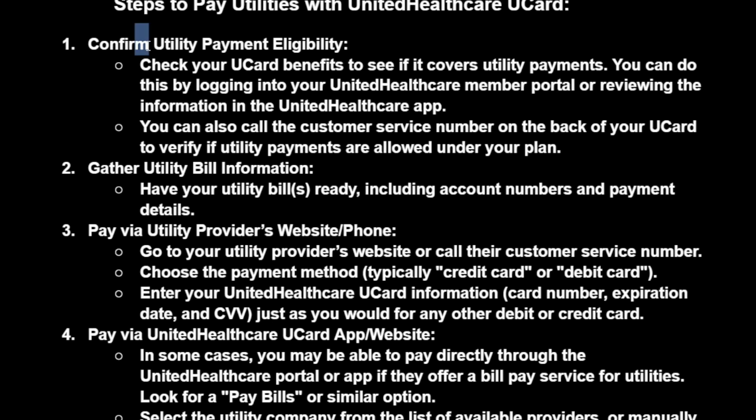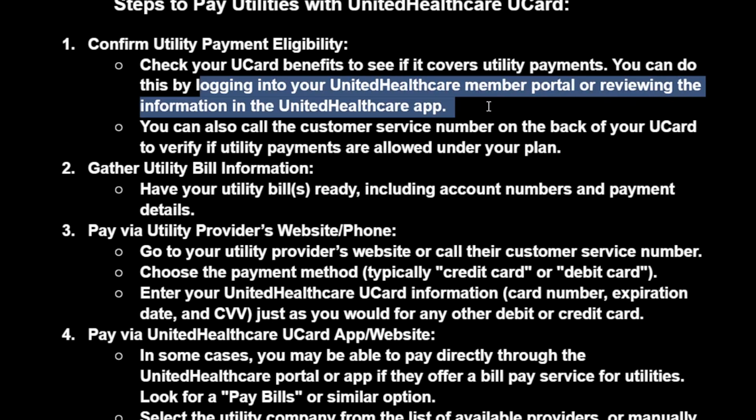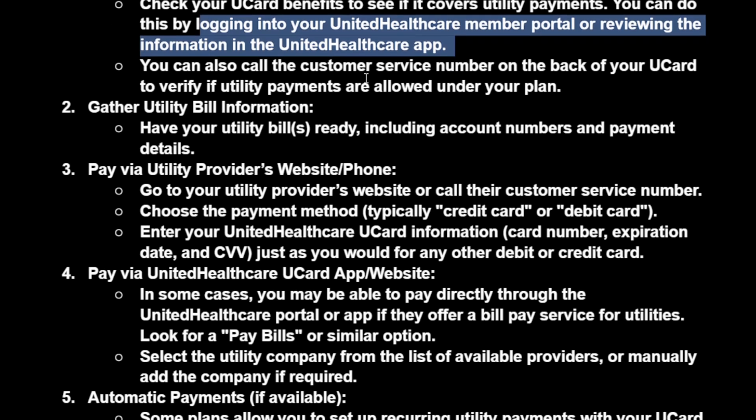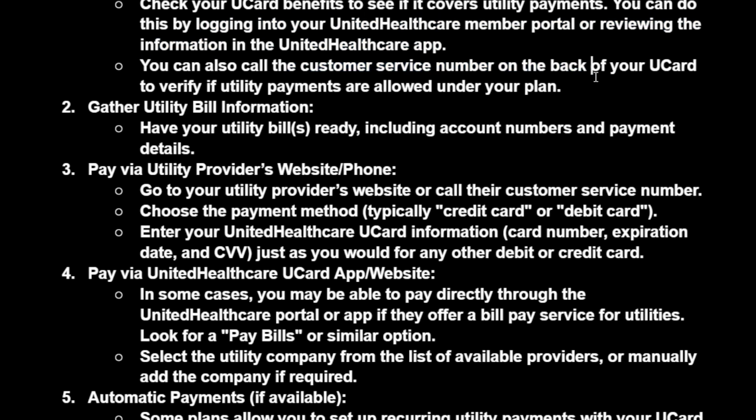You want to confirm the utility payment eligibility. Check your Ucard benefits to see if it covers utility payments. You can do this by logging into your UnitedHealthCare member portal or reviewing the information on the app. You can also call customer service on the back of your Ucard to verify if utility payments are allowed under your plan. Then you will gather utility bill information.